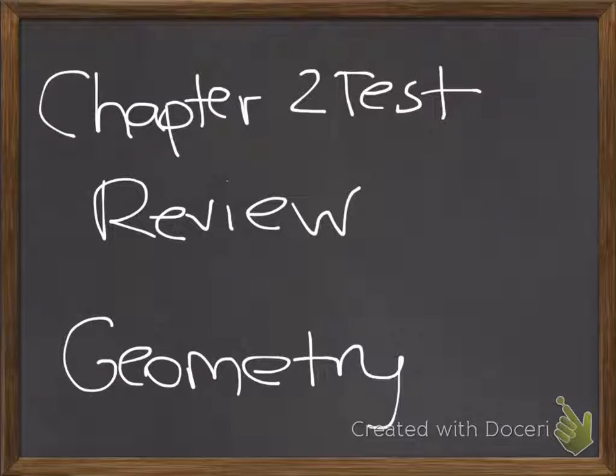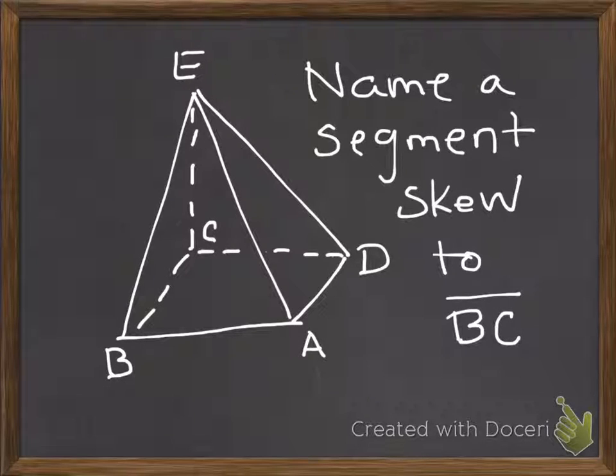Today we're working on Chapter 2 Test Review. The first problem is we need to name a segment that is skew to line BC, or segment BC. So skew means it cannot be parallel or perpendicular, and it cannot intersect.